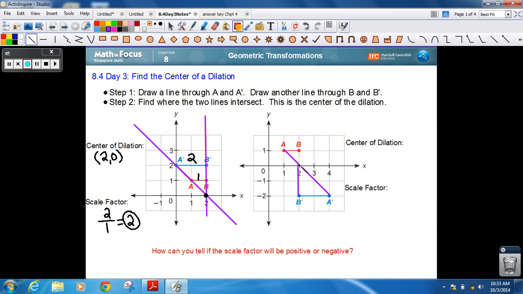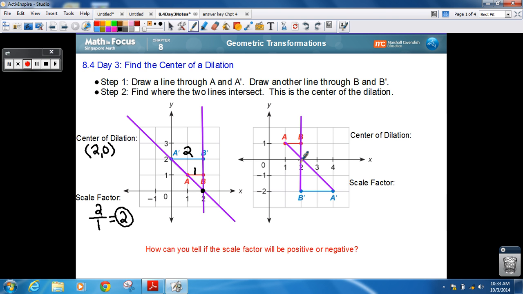Okay, if we look at our second example here, again, you connect the original to the image, the original to the image here, and where it intersects is our center of dilation. So those intersect at the point 2, 0. And this time they're on the opposite side of this center of dilation. So it's going to be a negative. The original was 1, the image is 2. So we put the image over the original, which reduces to a scale factor of -2. I know it should be greater than 1 because it is an enlargement.